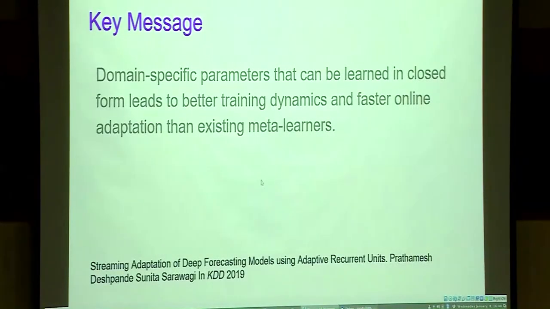So the key message from this part is that domain-specific parameters that can be learned in closed form lead to better training dynamics and faster online adaptation than existing meta-learning methods, which either introduce nested gradient descent loops, or which require self-attention, or which depend on the magic of deep networks to generate domain-specific parameters.